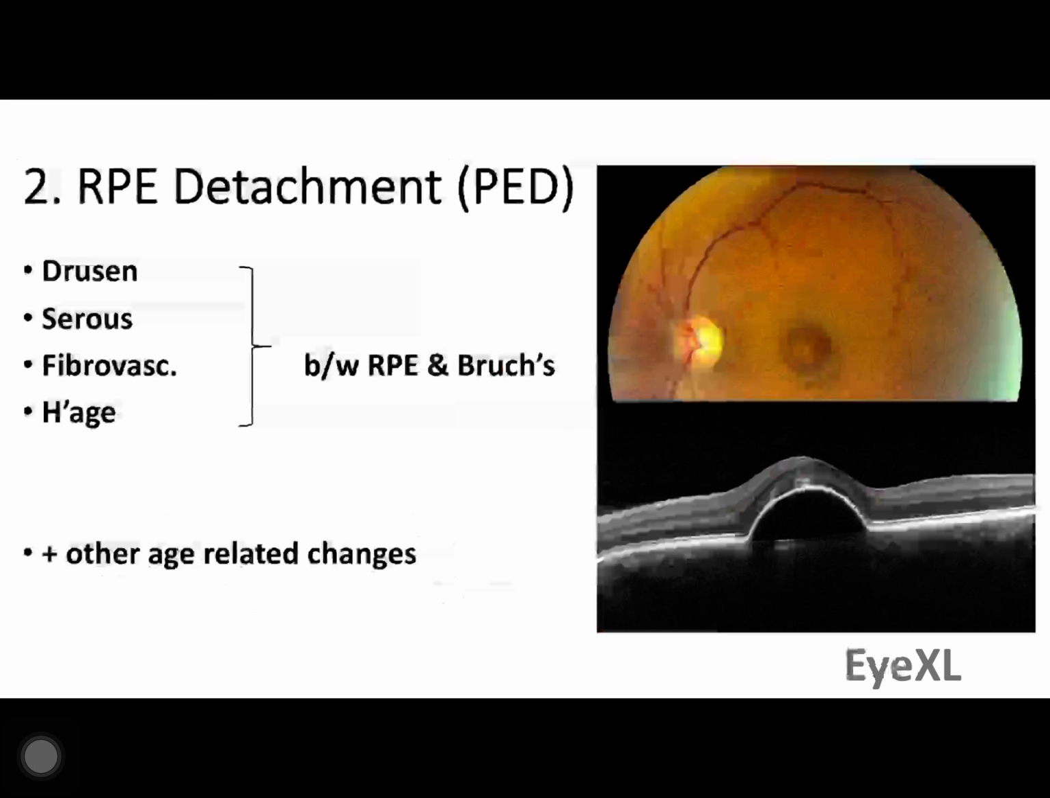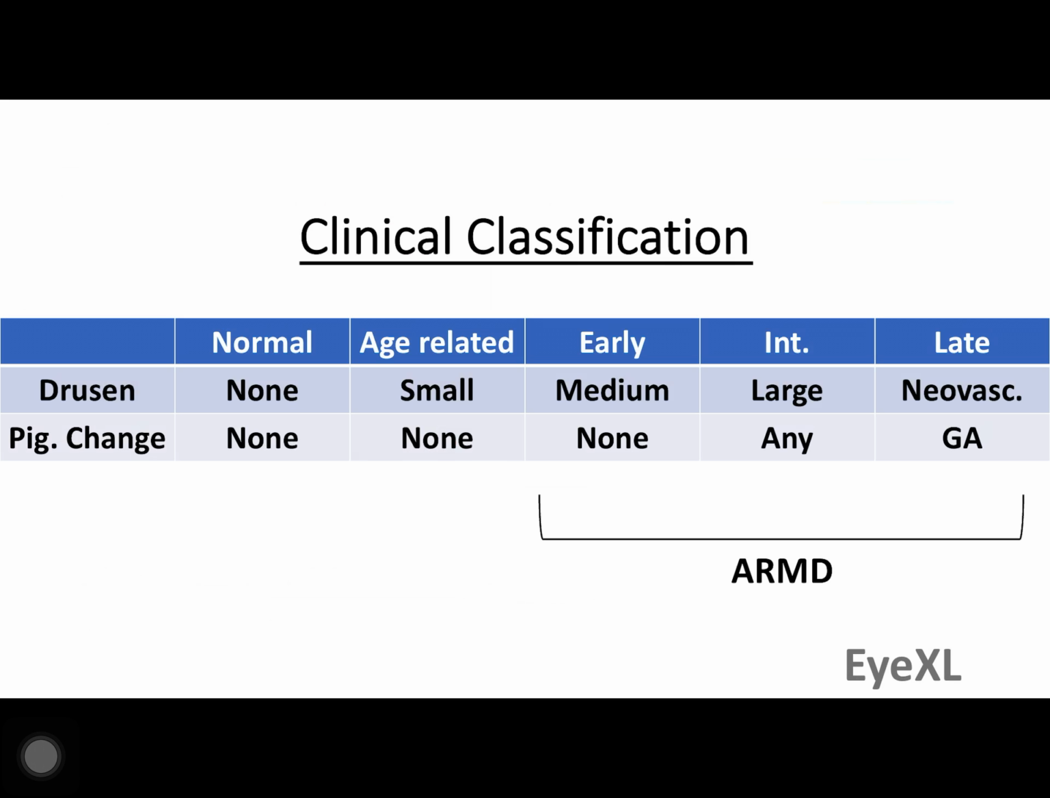Either there is a drusen deposit below the retinal pigment epithelium, a serous fluid collection, a fibrovascular proliferation, or a hemorrhage. So this again happens between the RPE and the Bruch's membrane. Any of these four depositions or conditions can lead to the RPE detaching from the underlying choroid. In addition to these signs, other age-related features can be seen. For example, the brow can undergo ptosis, the brow can droop, you can have an arcus senilis, you can see an immature senile cataract. So other features of age-related changes also need to be looked for.